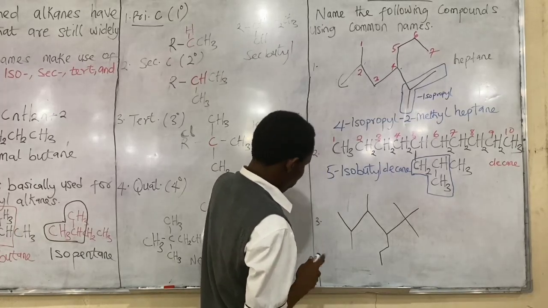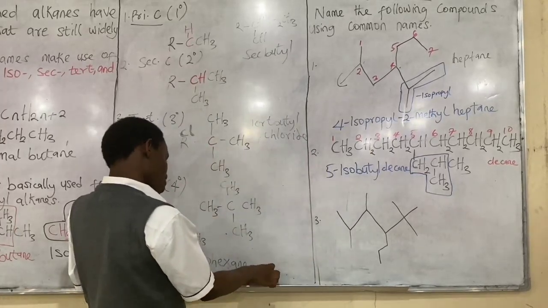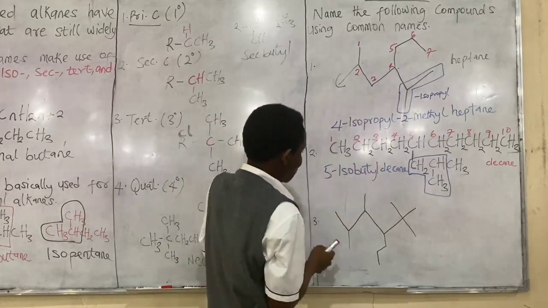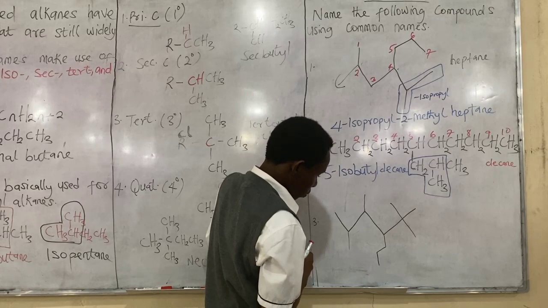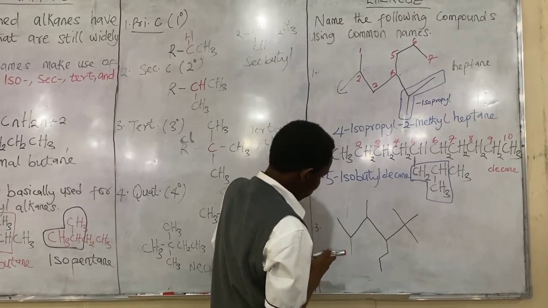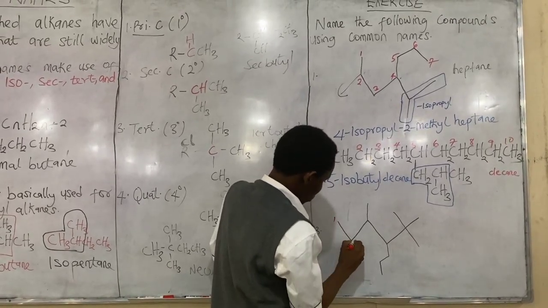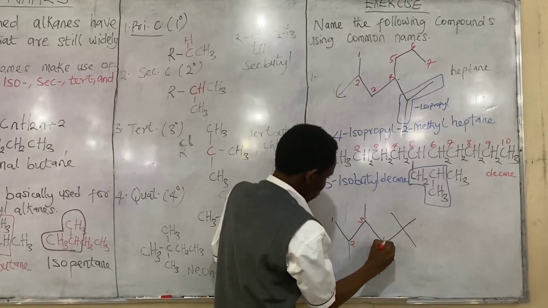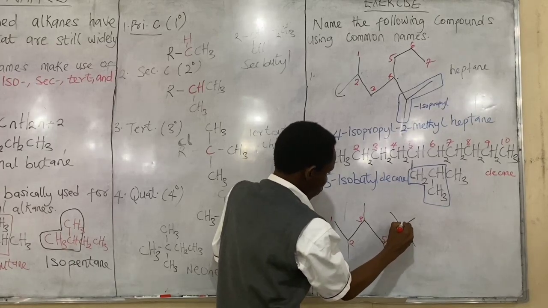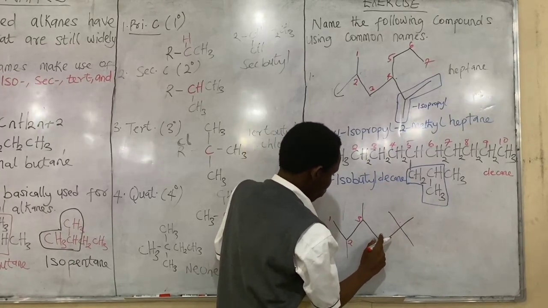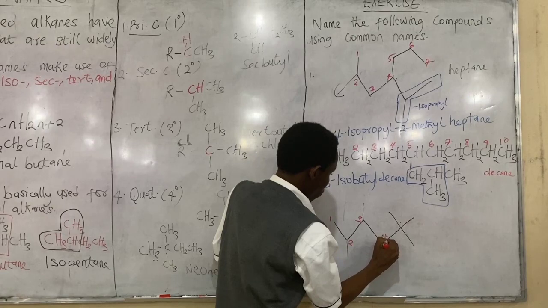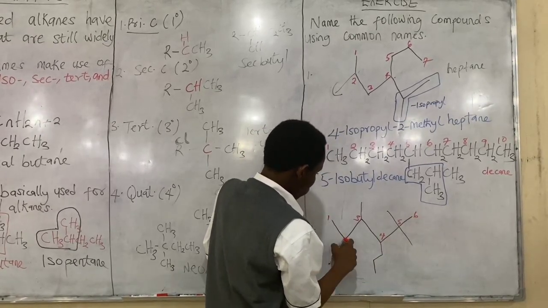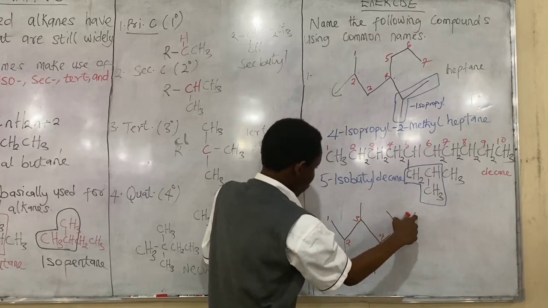We can number this way. Let's start our numbering using our red marker. I always like using red marker to number. You can number this way: 1, 2, 3, 4, 5, 6.